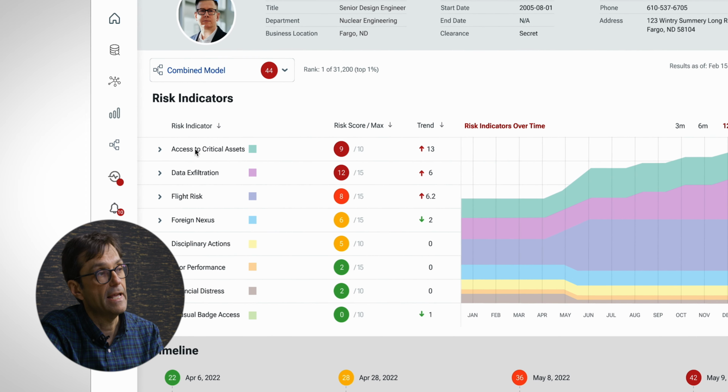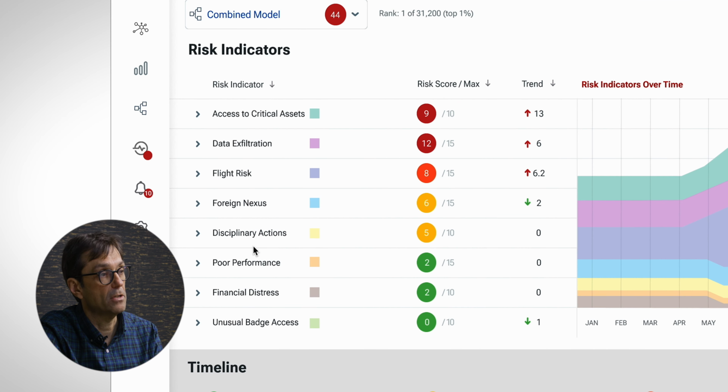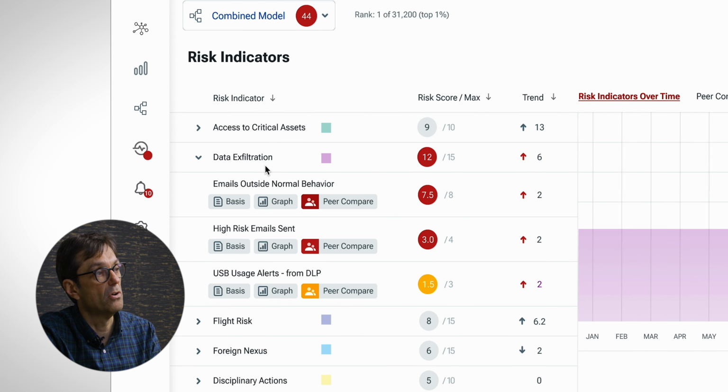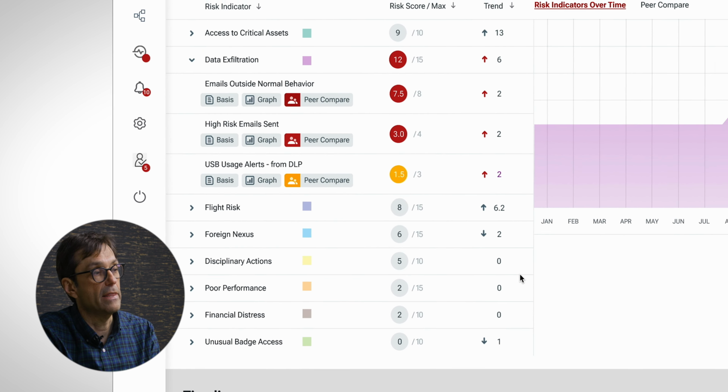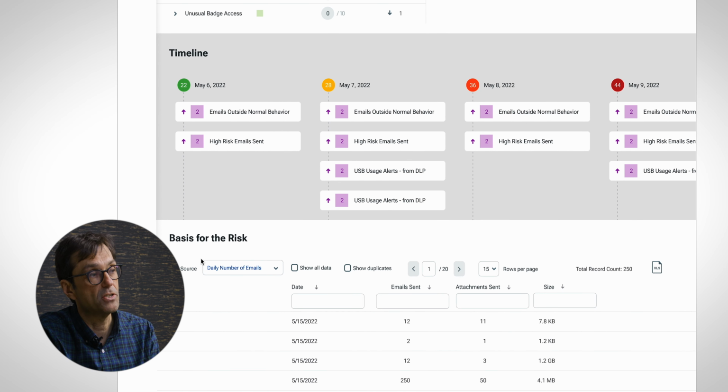And now you can go down and assess each one of the particular risk indicator categories that Mr. Dickerson scored against. And then you can drill down to individual risk indicators. So he has emails outside of his normal behavior, high-risk emails sent, USB usage data from a data loss prevention product, and so on. You can see comparisons against his peers in terms of where he was relative to the riskiness of his particular peer group. And then you can drill down to the actual raw data or the basis for this risk.